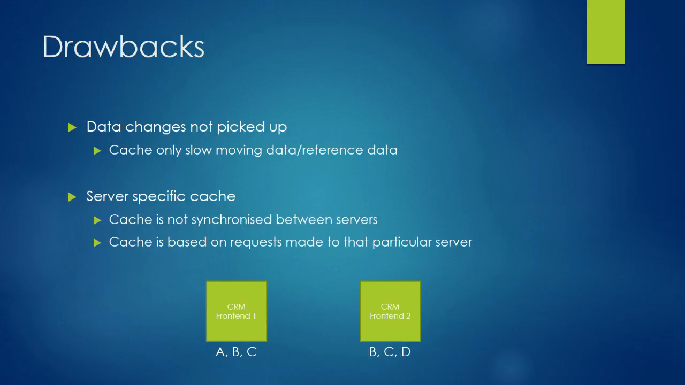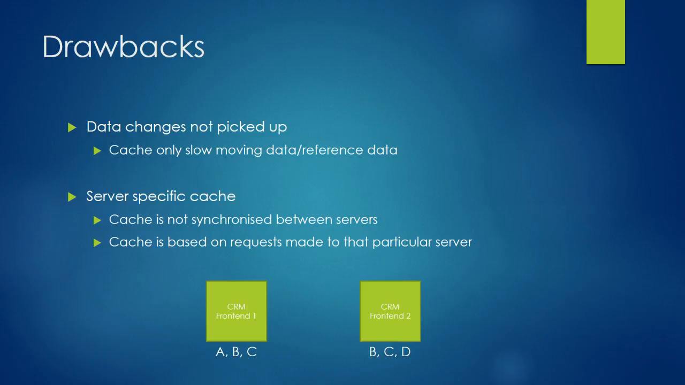One downside of caching data is that if the data changes in CRM, then it won't be picked up in your plugin until the app pool recycles and the cache is reset. This typically happens every 20 minutes, but it is entirely dependent on your configuration. For this reason, it is important to only cache slow-moving data, for example, reference data like countries or people's usernames.